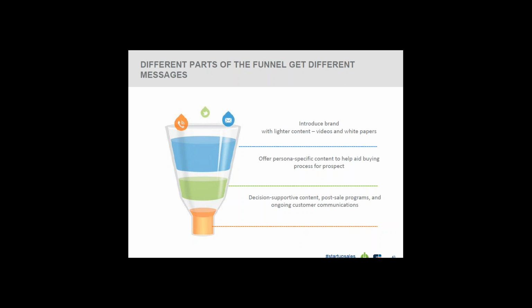As we're moving into the middle of the funnel, they know what the problems are, they know what the solutions are, and you're going to give them very persona-specific content that is so relevant to who they are and what their challenges are, and to really help aid that buying process. And then when they move into bottom of funnel, they're making a decision. They're looking at different vendors. They need to know why you over your competitor. And in order to do this, you're going to provide decision supportive content, maybe ROI calculators, case studies, customer videos, things like that, that's going to help them understand why you're the better choice.